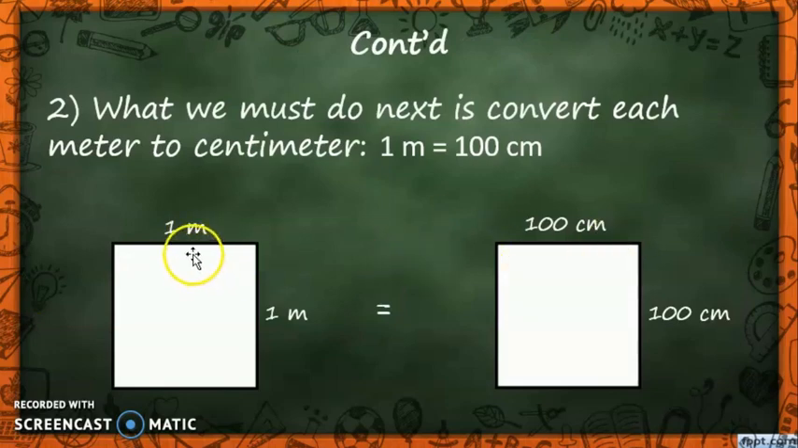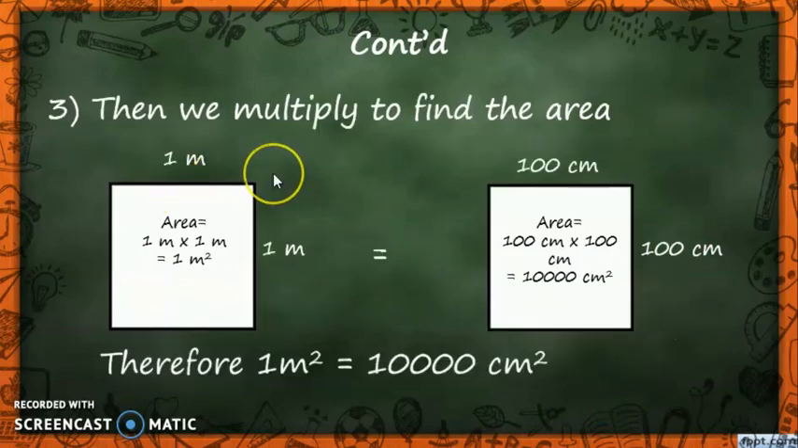So that means that we will have a square looking like this, where we have 100 centimeters on each side. Alright? Because that's what we are converting to. So step 3. We simply multiply to find the area. So 1 meter times 1 meter gives you 1 meter square. That means that we have to multiply 100 centimeters by 100 centimeters, giving us 10,000 centimeter square. Quick maths. Very simple. So you have to remember to visualize it as a square and just multiply it.